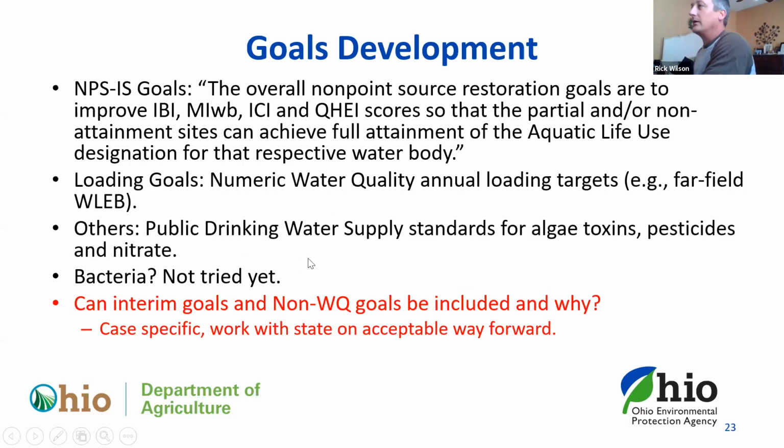Other 9-element plans that are under development, or I know will be coming out in the short term, will address impaired or threats to public drinking water supply for algae toxins, pesticides, and nitrate. Some of you might have heard about the multi-bac TMDL, multibacteria TMDL, that identifies a lot of watersheds that are impaired for recreation due to bacteria. And what would it take to delist those for the same? Nobody has put that in a 9-element plan yet, but it's possible.